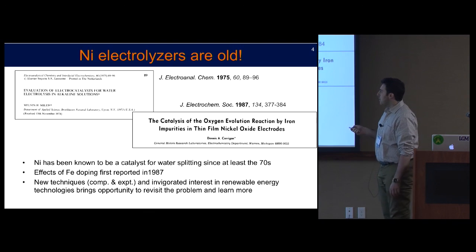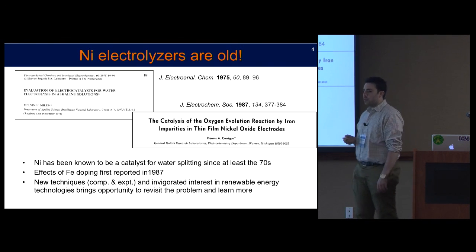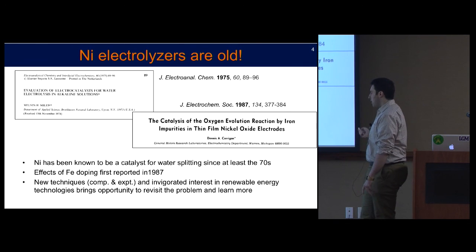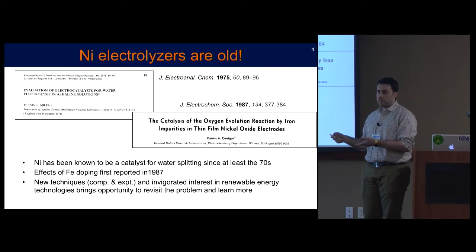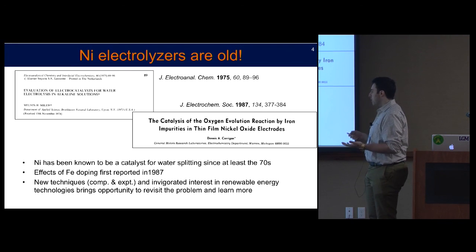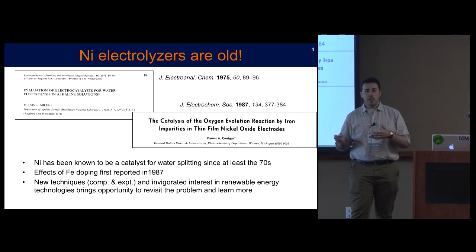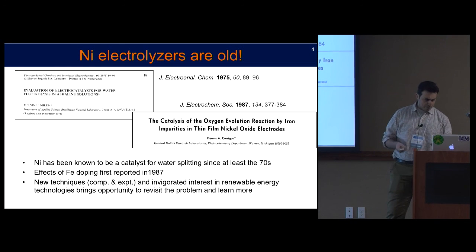This is a paper from the 70s about nickel electrolyzers in alkaline solutions. And this is a paper from 1987 that even understood the effects of the iron doping as to its enhancement of the catalytic activity of the material. But it's important to note that as new computational and experimental techniques emerge, and of course our invigorated interest in renewable energy technologies, we need to take a look at what works and why it works, and how we can reasonably improve on what works.